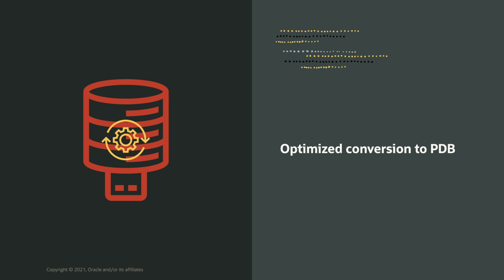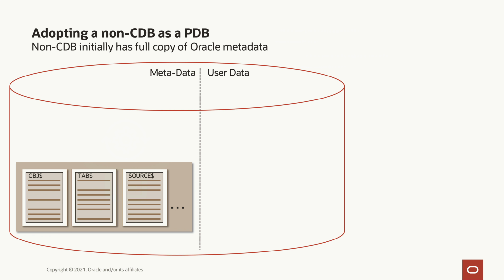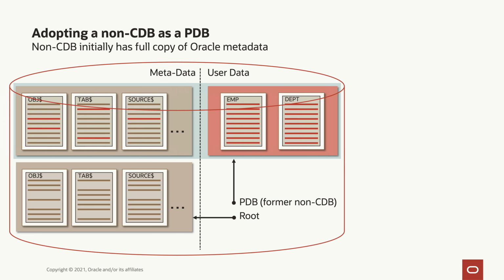Conversion of a non-CDB to a PDB is relatively straightforward and fast. But as a general rule, you can never be fast enough in computing, and we continue to invest to speed this up. Elsewhere, I have explained a fundamental component of the multi-tenant architecture that is the horizontal partitioning of the data dictionary. With that in mind, let's consider what happens when we adopt a non-CDB as a PDB. Basically, this involves plugging a non-CDB into an existing CDB root. Now, the incoming former non-CDB knows nothing about this partitioned data dictionary.